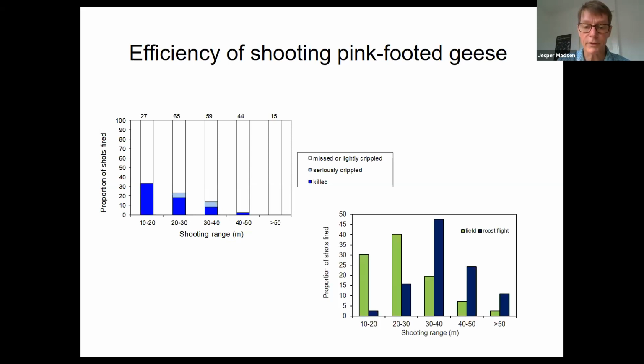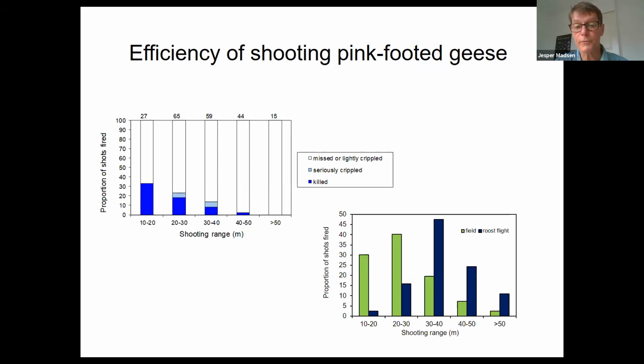And then we also looked at the type of shooting, whether hunters were sitting out in the fields, in the ditches, or hidden camouflaged in the fields, or if the hunters were shooting at birds passing over when they were coming from the roosts. And here you can see a very clear difference: when you are in the field, you shoot at shorter ranges, whereas when you are shooting at roost flight, flying birds, you risk shooting birds at really long distances. It's really difficult to judge the distances, and maybe hunters are inclined to take some risks that they may be able to shoot and hit a bird.